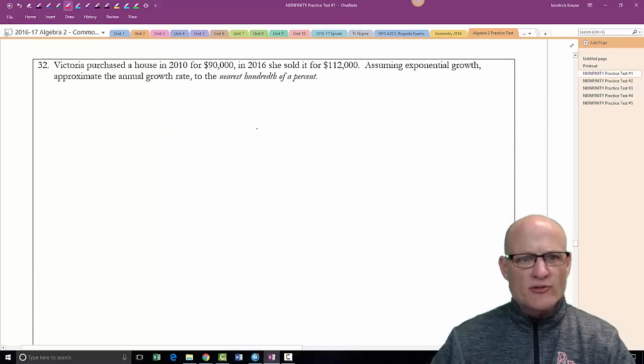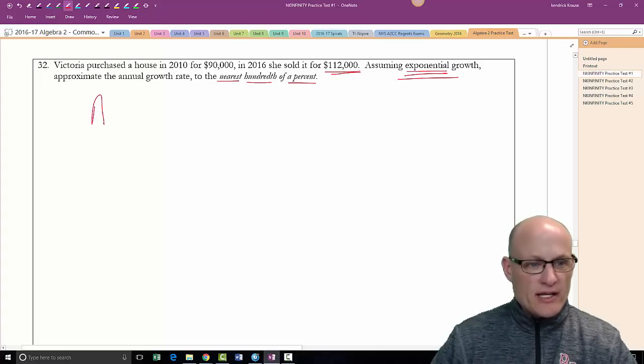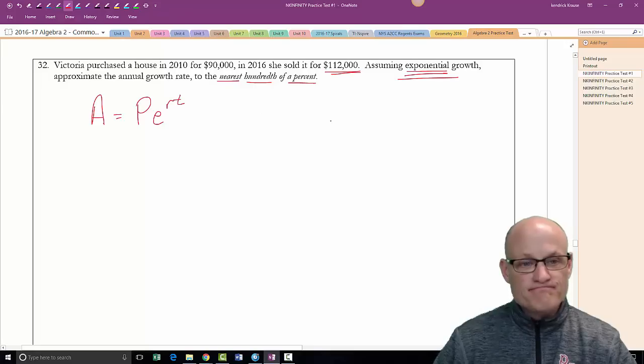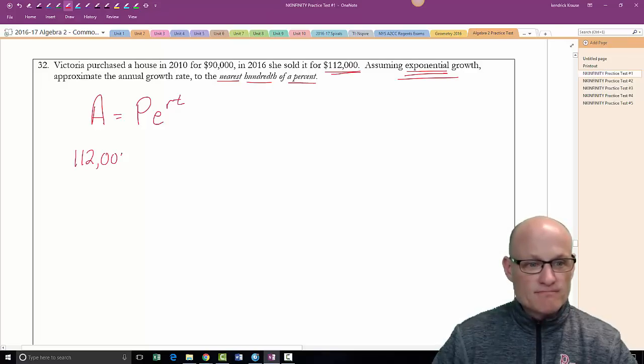So Victoria purchased a house in 2010 for $90,000. In 2016, she sold it for this much. Assuming exponential growth, approximate the annual growth to the nearest 100th of a percent. So I'm going to use the function A equals P e to the rt. Exponential growth. All right, let's do this. My final amount is $112,000. My initial amount was $90,000.